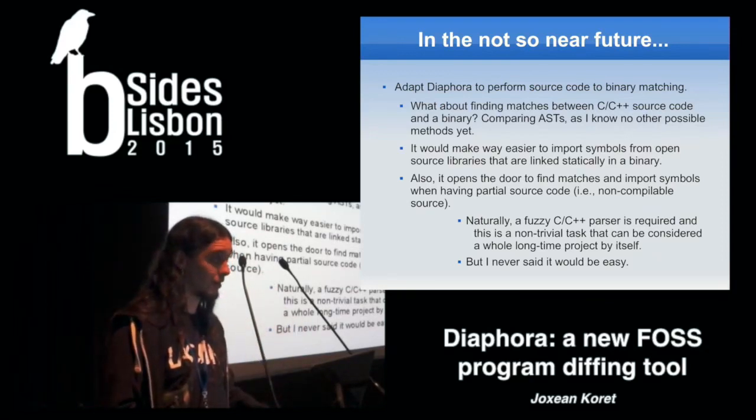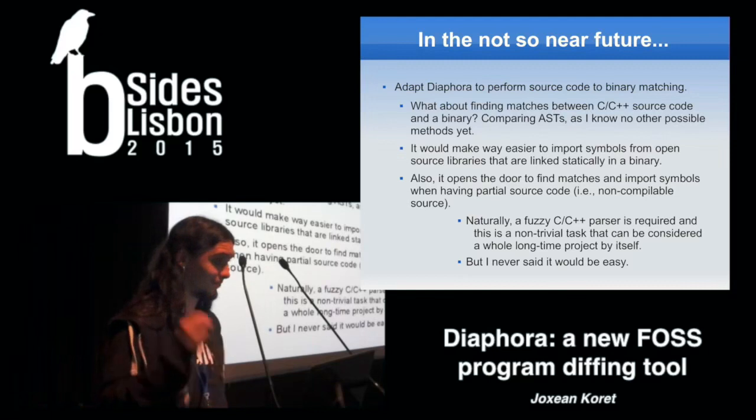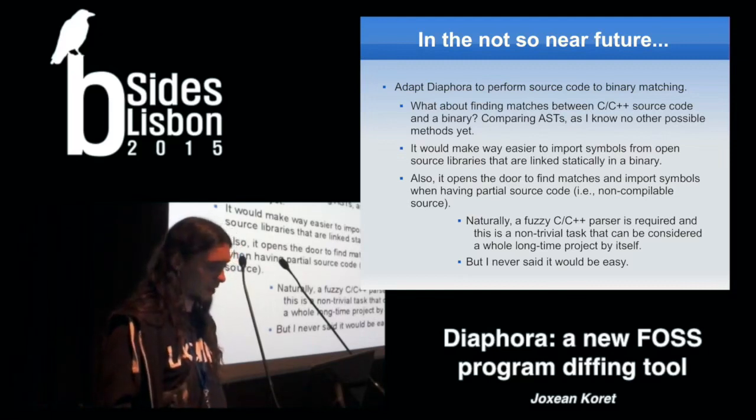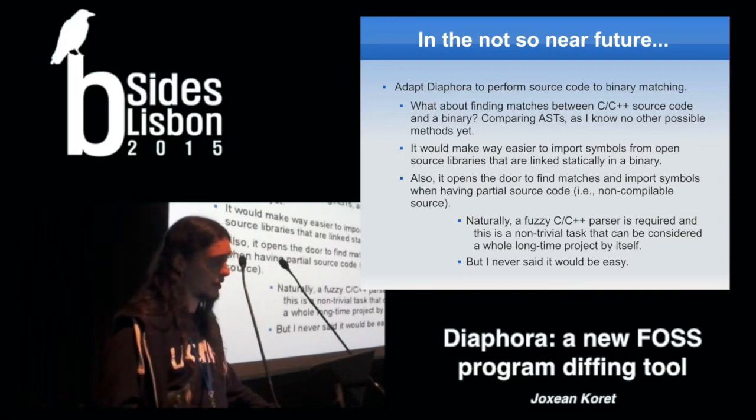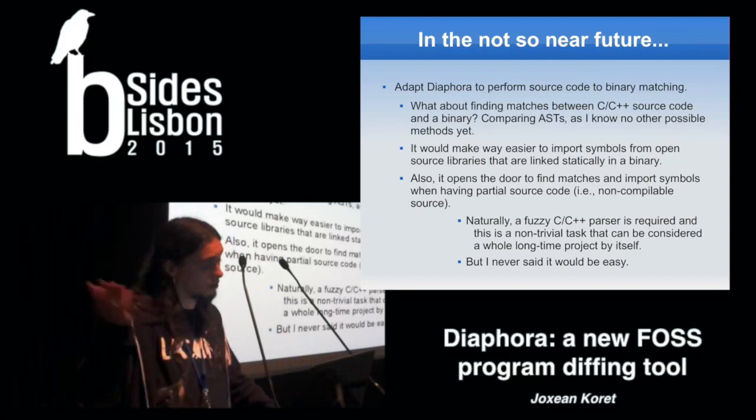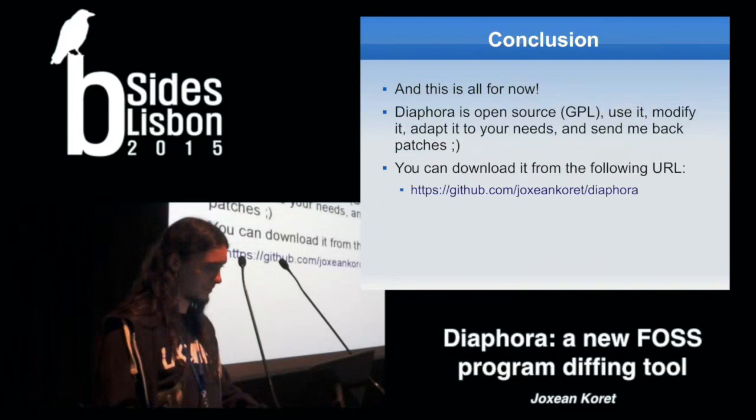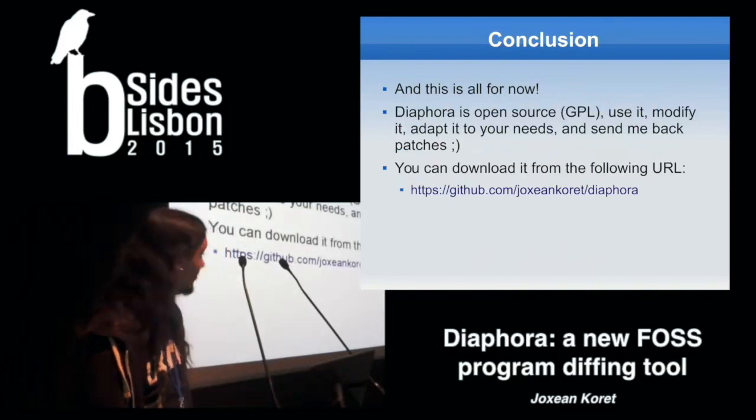I plan to do it in maybe, if I'm lucky and I have enough time, 2 to 3 years, so it's not tomorrow. Naturally, I need a fuzzy C++ parser to generate the abstract syntax tree from C++ or C source, but this is a non-trivial task that by itself is a whole project. So it's not going to be available tomorrow. And for now, this is all.